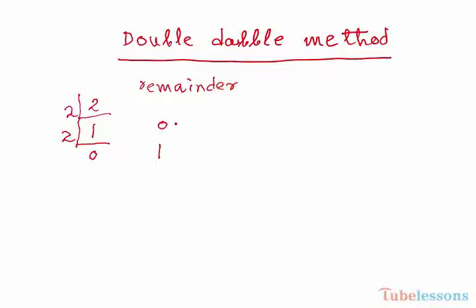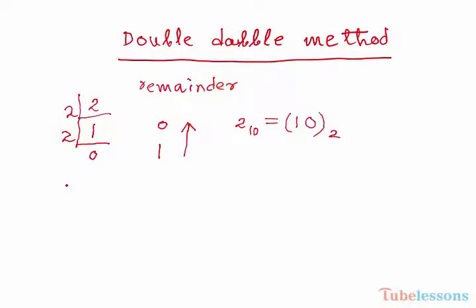Now we will arrange all remainders sequentially from bottom to top. So decimal 2 is equivalent to binary 10. This 10 represents the decimal system and this 2 represents the binary system. So that is the answer.